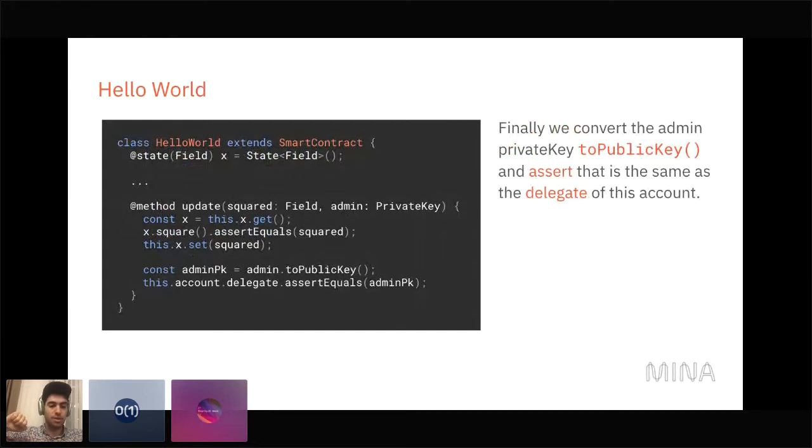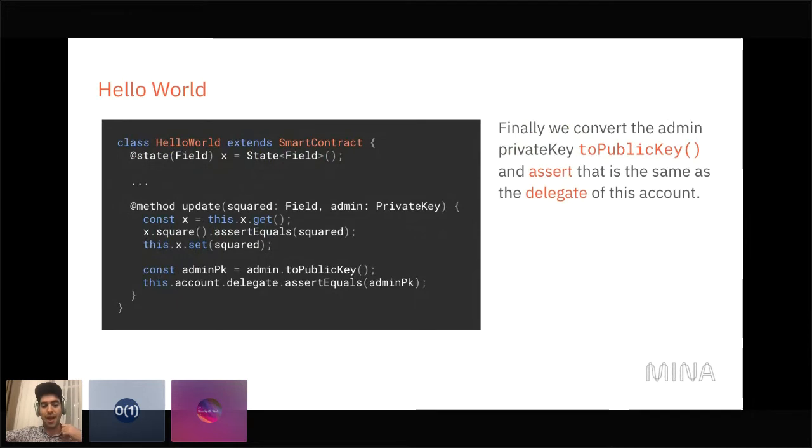So there's this concept we call preconditions. You can assert things on the account of this specific ZK app. You can assert things on other accounts. You can assert things about the blockchain state itself, like the block height, the current time, things like this. In this case, the admin private key remains private because we're not storing the private key anywhere. We're just using it. Cool.